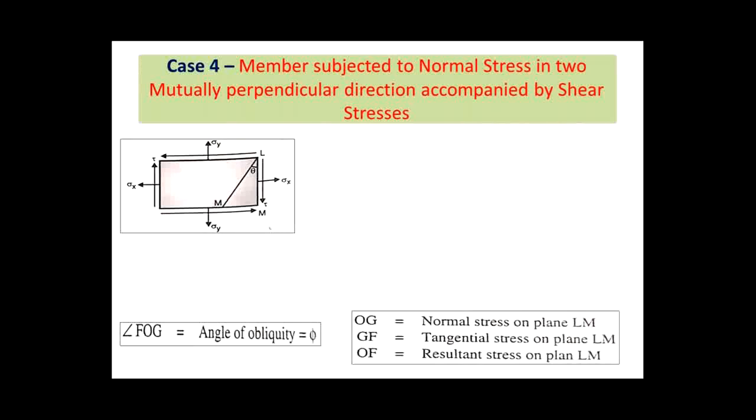Then members subjected to normal stresses in two mutually perpendicular directions accompanied by shear stresses will be like this. These are the mutually perpendicular normal stresses sigma x and sigma y, accompanied by the shear stress tau. We already discussed the direction for the shear stresses. If the element is rotating in the clockwise direction, we take it as positive. If the element is rotating in the anti-clockwise direction, we take it as negative.